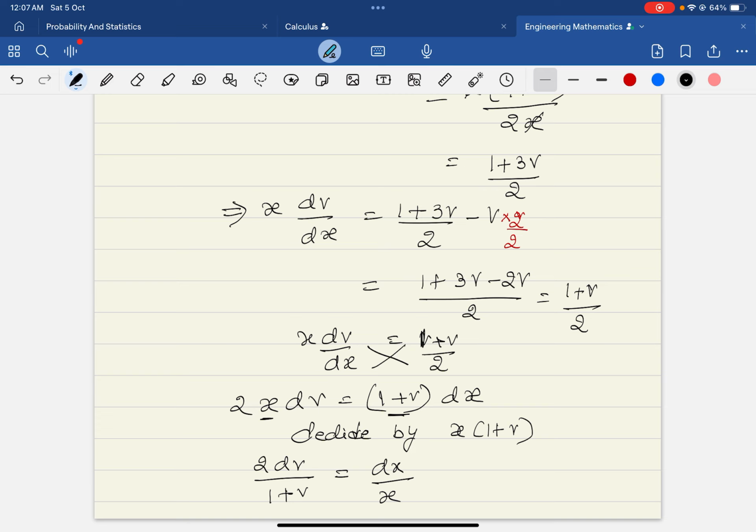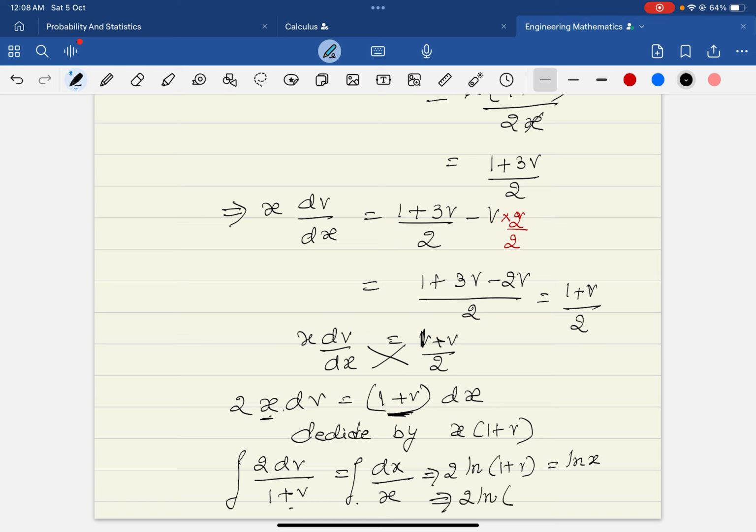You are dividing by 1 plus v, you are dividing by x, because x is odd here and 1 plus v is odd here. So therefore 2 dv by 1 plus v. So when you do the integration, it implies, when you take 2 common, it is ln of 1 plus v is equal to dx by x, which is ln x. Is it clear? So now you have to replace back what is v.